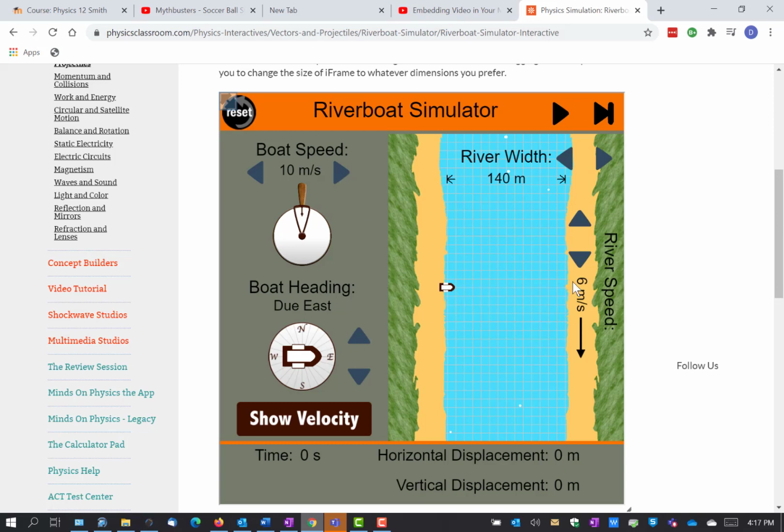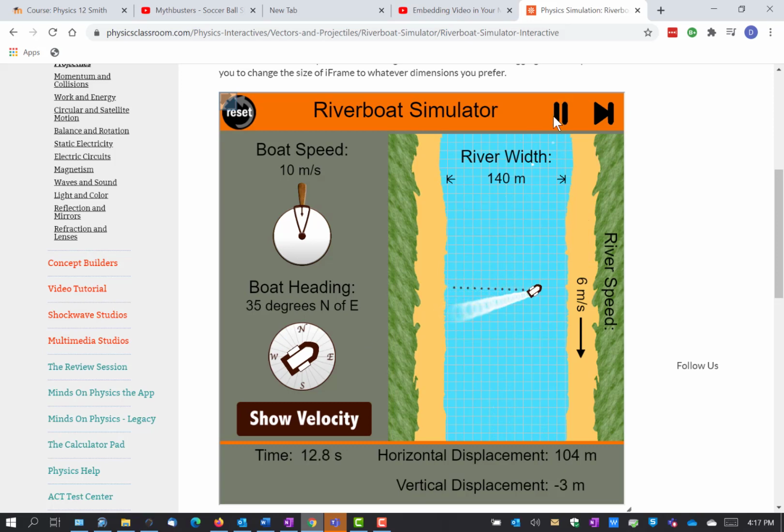Imagine if you're trying to swim across the river and you point straight across the river, what happens? Press play. You don't get across straight. You end up going downstream a bit. So you can reset that. If you want to go straight across, you kind of have to point upstream a little bit. Something like that. Maybe a little bit more. Let's try that. There you go. So the next activity, you're going to play with this simulator a little bit.